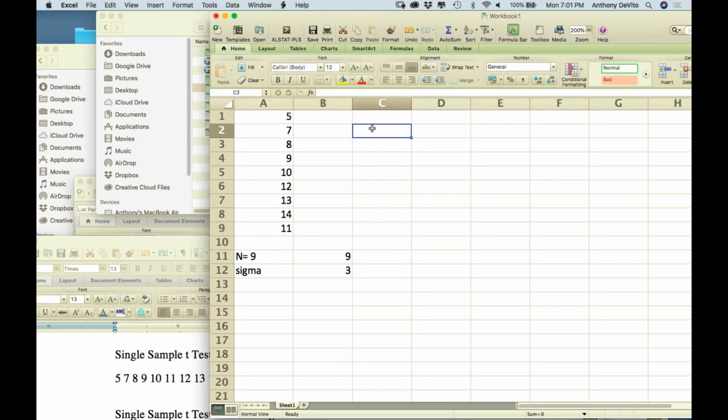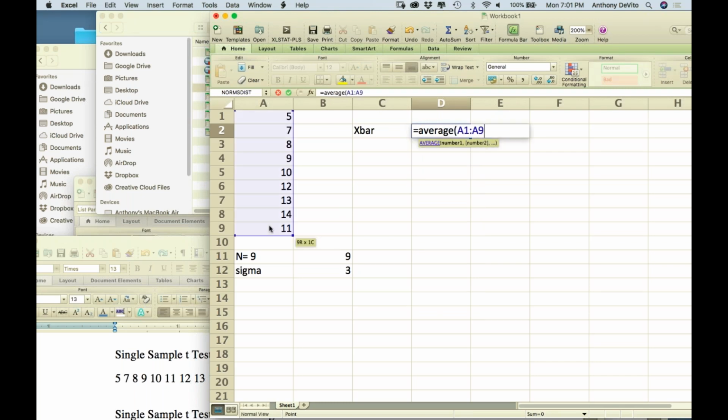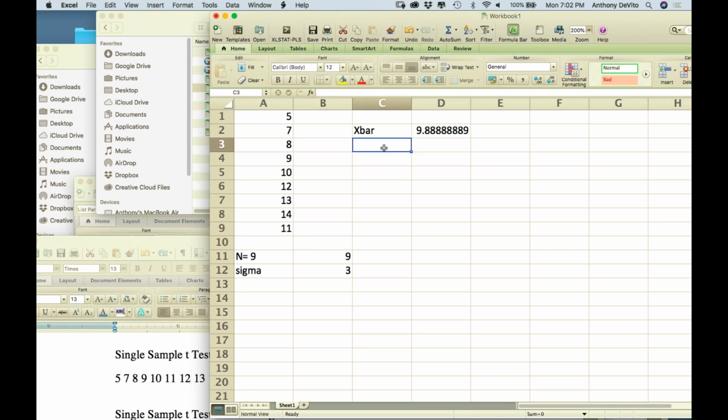Okay, let's find X bar. That's equal to the average of these numbers. The average is 9.9. So the standard error is equal to, we know sigma is 3, divided by the square root of the sample size, which is 9. Square root of 9 is 3. So standard error is equal to 1.